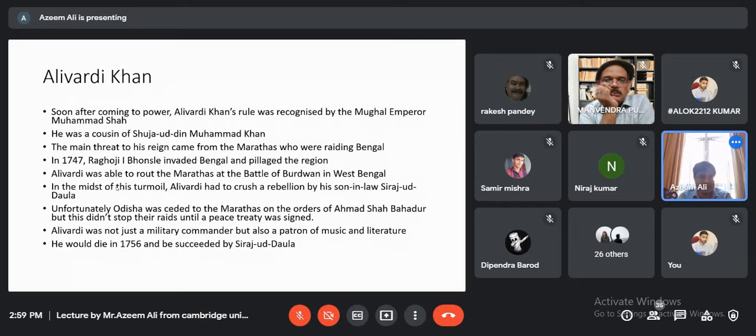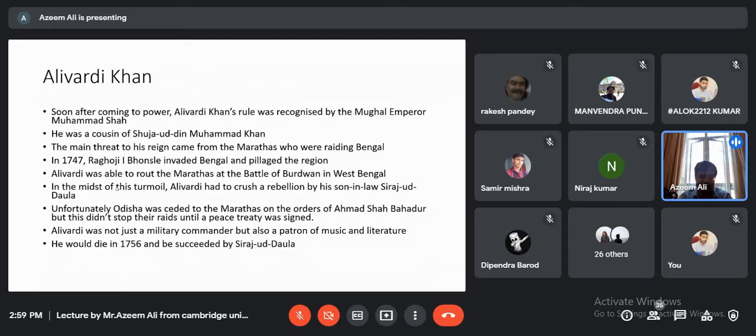Ali Wadi Khan came to power, and his rule was recognized by the Mughal Emperor Muhammad Shah. He was a cousin of Shuja-ud-Din Muhammad Khan. The main threat to his reign came from the Marathas, who were raiding Bengal. In 1747, Raghoji I Bhonsle invaded Bengal and pillaged the region. Ali Wadi was able to rout the Marathas at the Battle of Burdwan in West Bengal, and in the midst of this turmoil, Ali Wadi Khan had to crush a rebellion by his own son-in-law, Siraj-ud-Dawla.